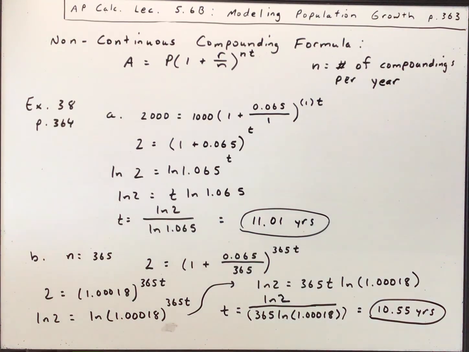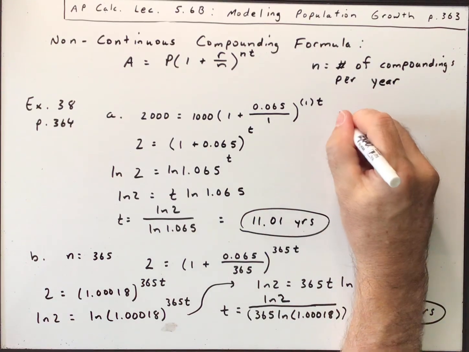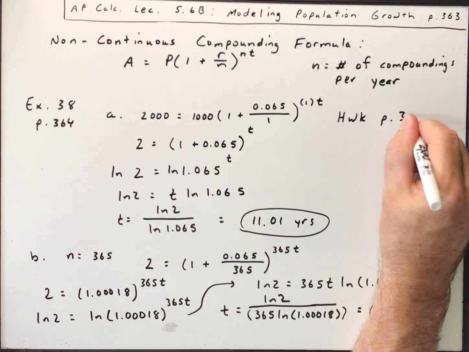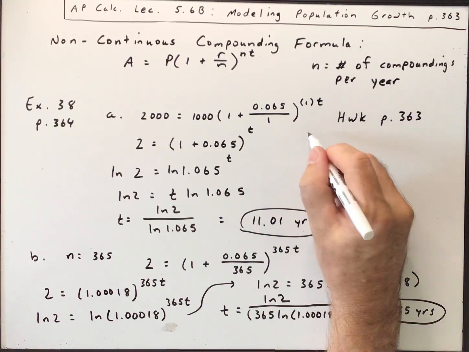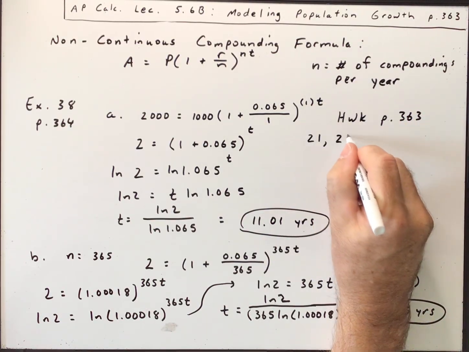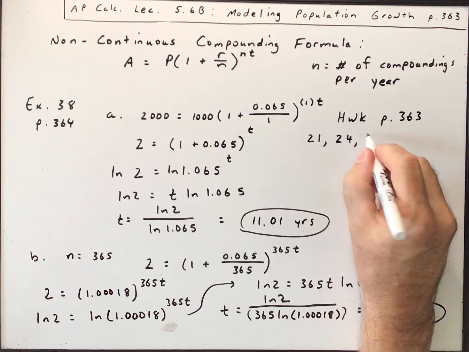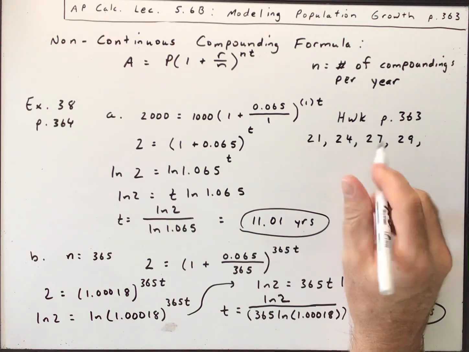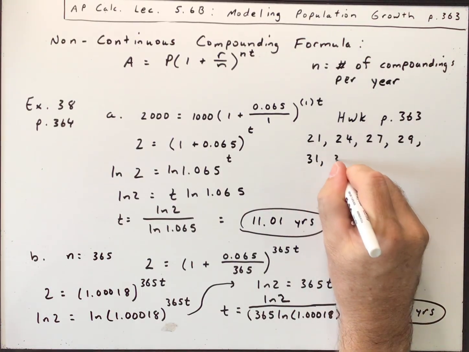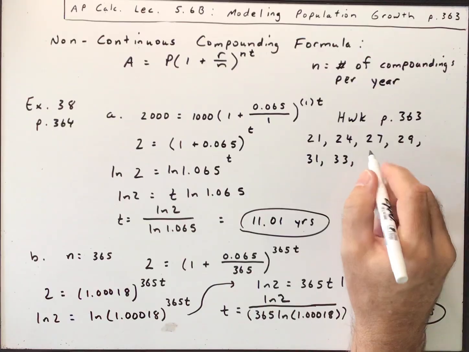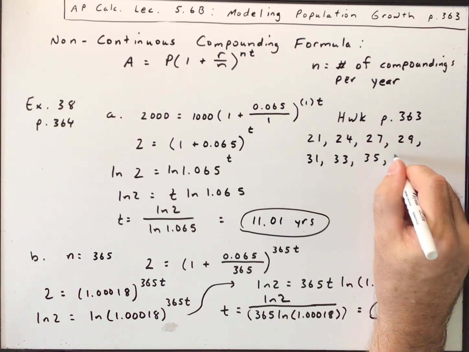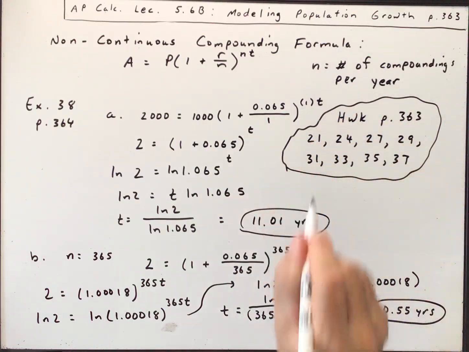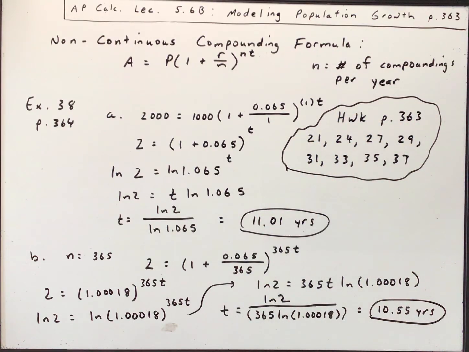Okay, so the homework for this section is on page 363. It's going to be 21, 24, 27, 29, 31, 33, 35, and 37. Not really any calculus in this. This is all pre-calculus, really. But it's good work.